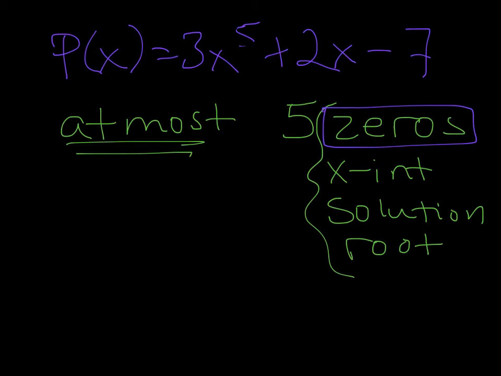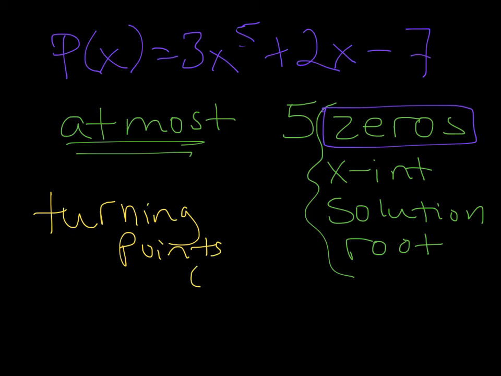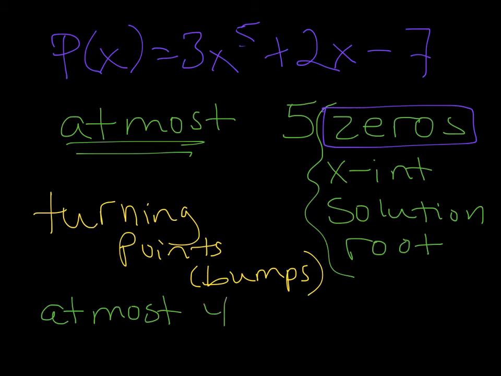And turning points, remember those bumps I showed you? So the turning points, that's how many bumps it has. I'll write the word bumps. It is going to be at most n minus 1. So if we call 5 our n value, our highest exponent, it's going to be 4 in this case, because 5 minus 1 is 4.